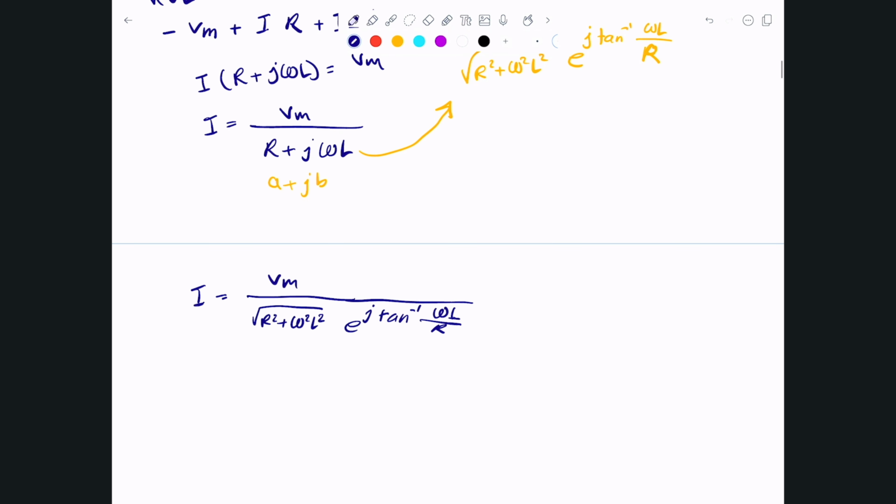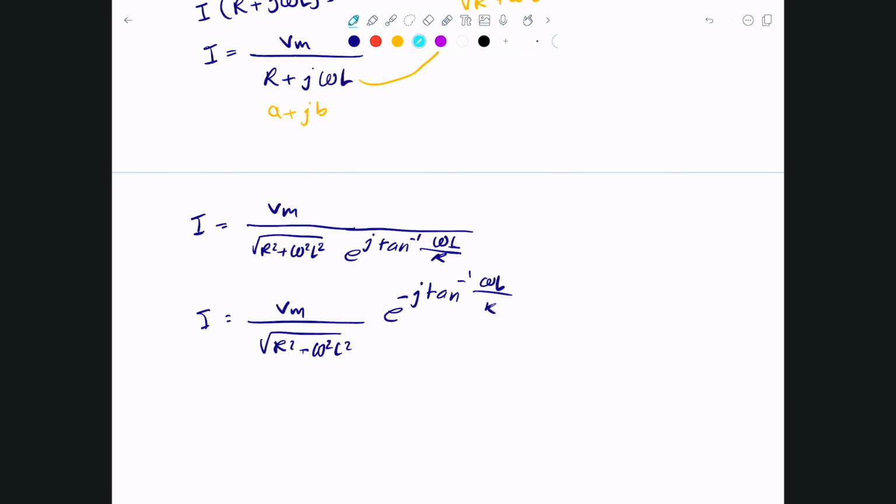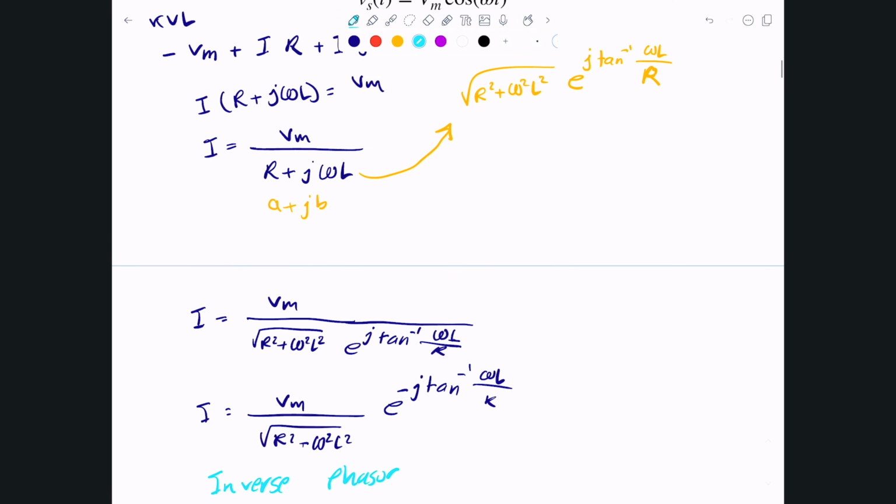I'll move this exponential to the other side, and I'll end up with V_m divided by the square root of R squared plus ω squared L squared, times e to the negative j tangent inverse of ωL divided by R. Now I'll do a little bit of magic: we're going to do an inverse phasor transform. Let me explain.